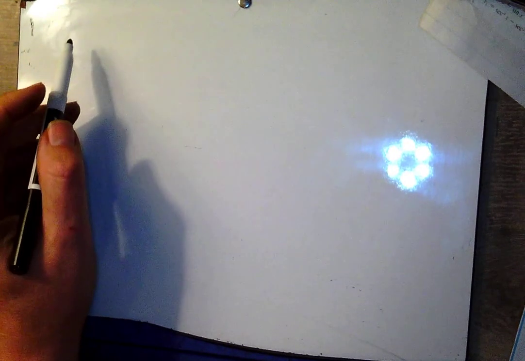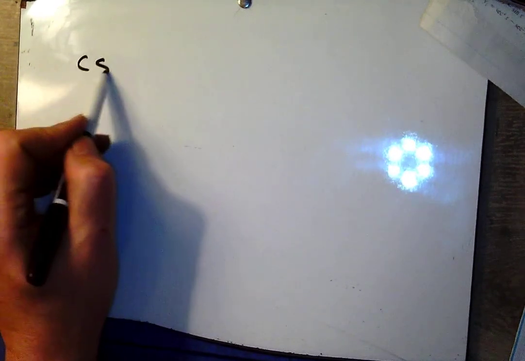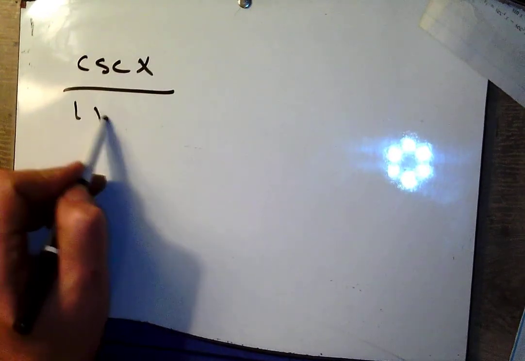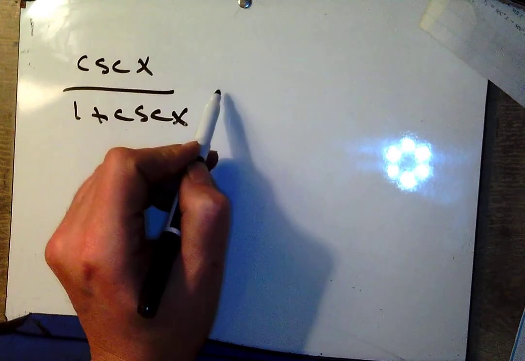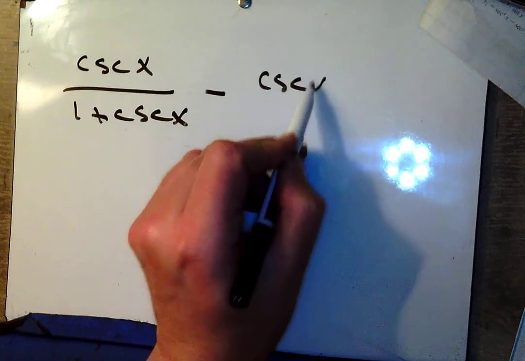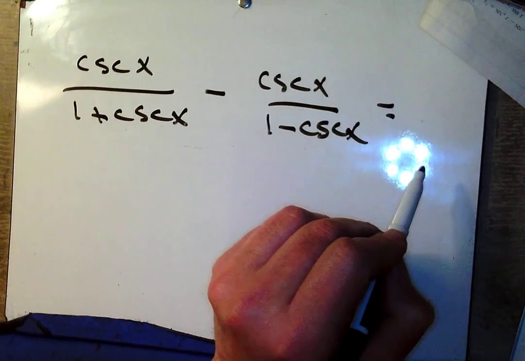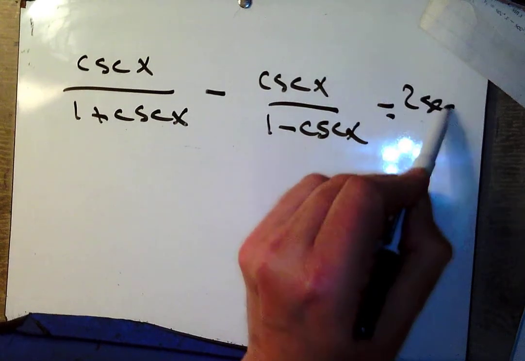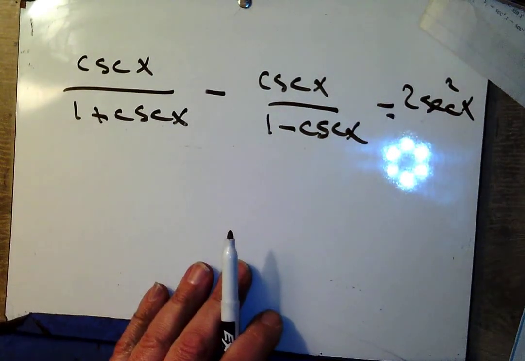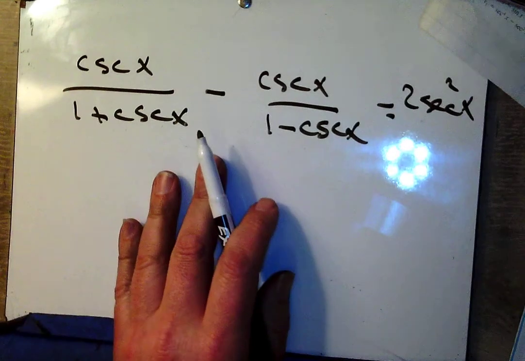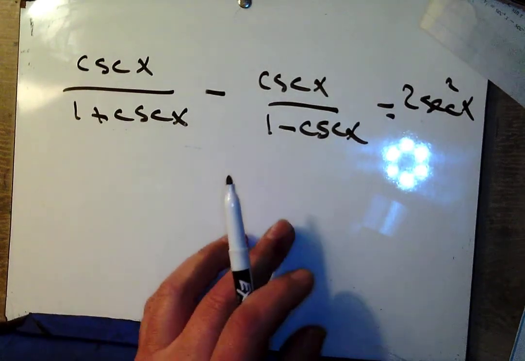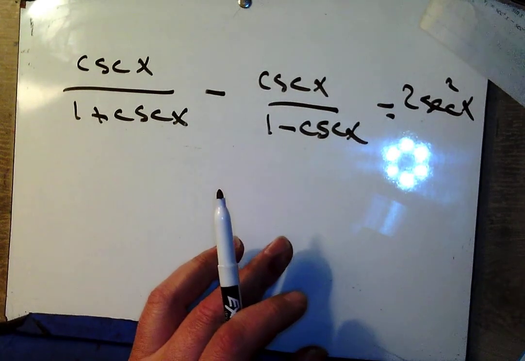Okay, so I think this is the last problem I want to look at with you. Cosecant x over 1 plus cosecant x minus cosecant x over 1 minus cosecant x, and we should end up with 2 secant squared x. Okay, I really think you should be able to do that, so give it a try, and I can't wait to see what you get.